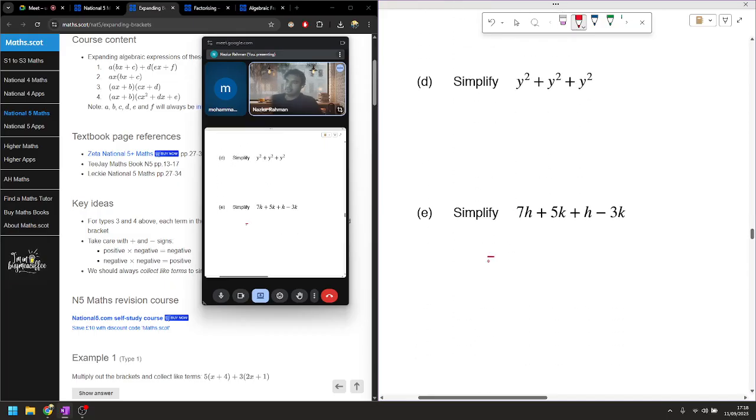Let's try this one, e. Positive 8h. Good. And positive 2k. Yeah. Yep, good. That's it. Good. So positive 5 minus 3 is positive 2.